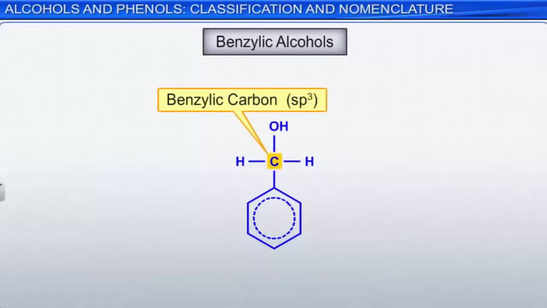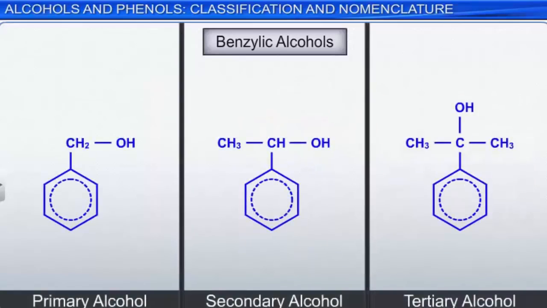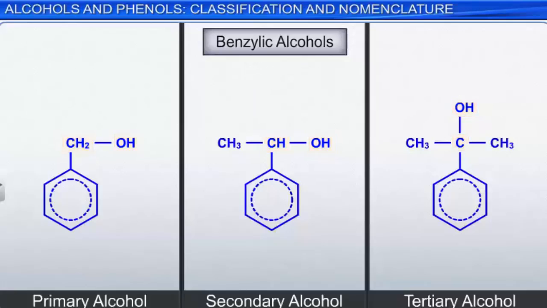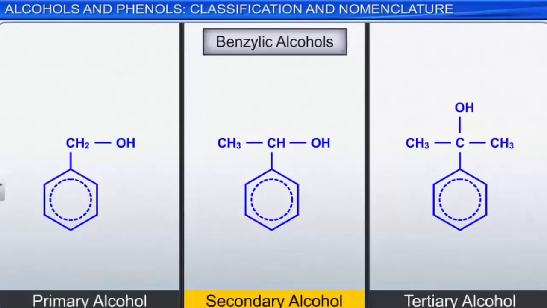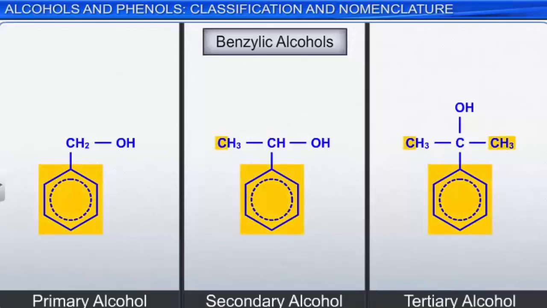A benzylic carbon is an sp3 hybridized carbon bonded to an aromatic ring. Thus, we can describe a benzylic alcohol as having a hydroxyl group attached to a benzylic carbon. The molecules illustrated here are examples of benzylic alcohols. Benzylic alcohols can also be classified as primary, secondary, or tertiary, depending on the number of carbon groups bonded to the benzylic carbon, as shown.